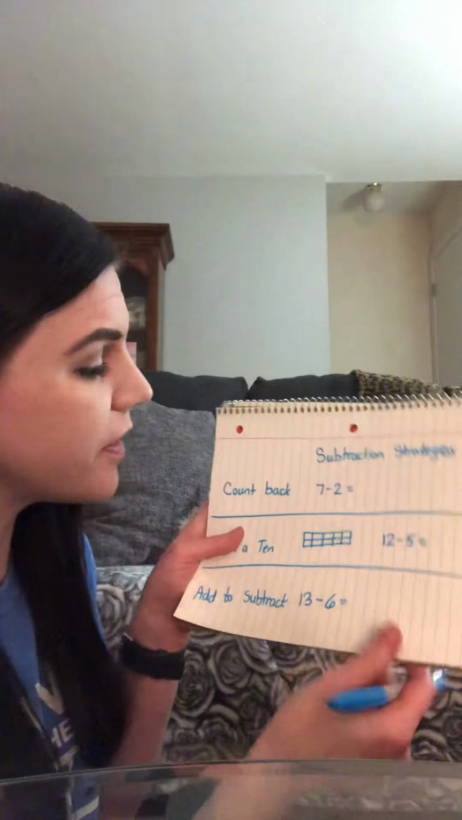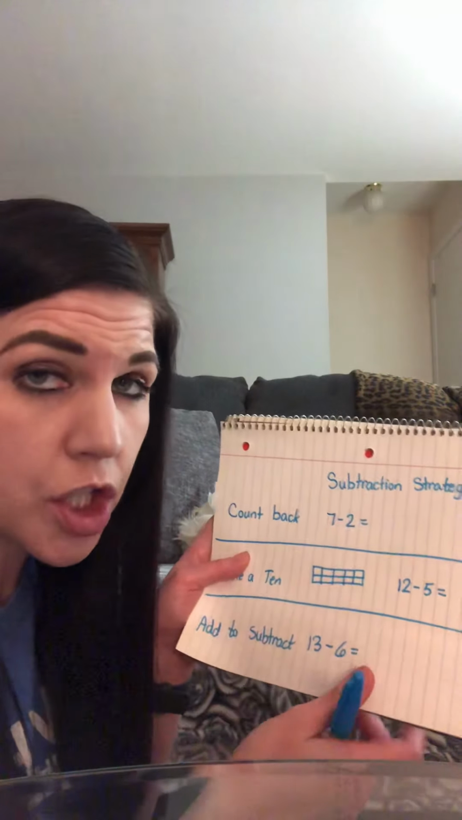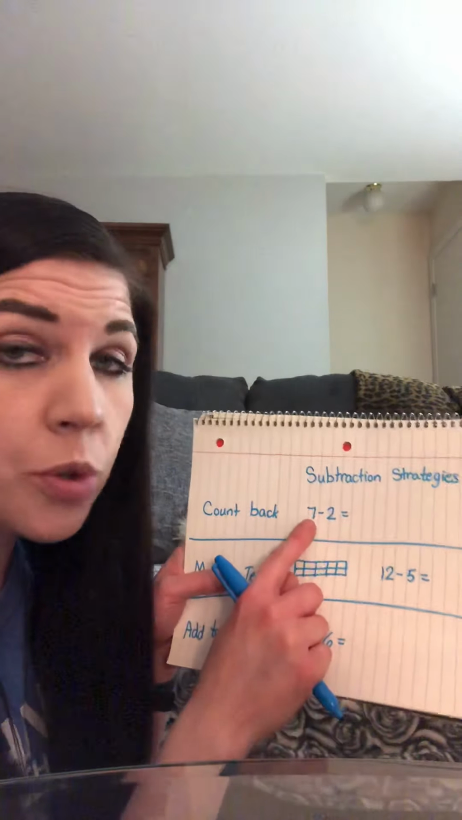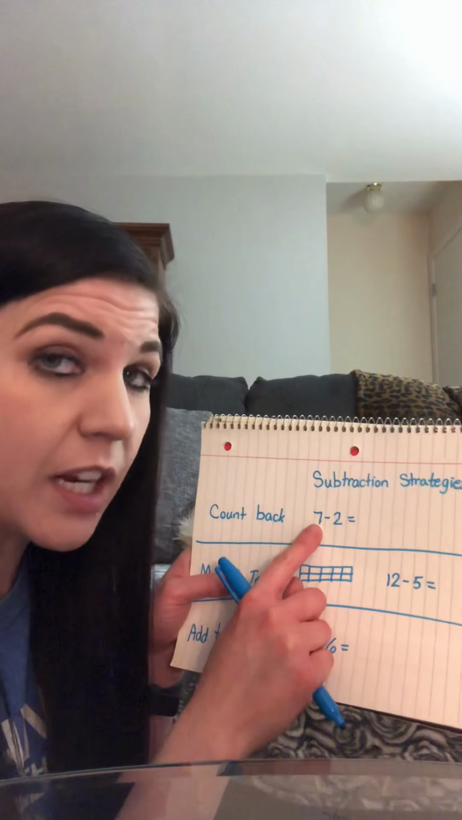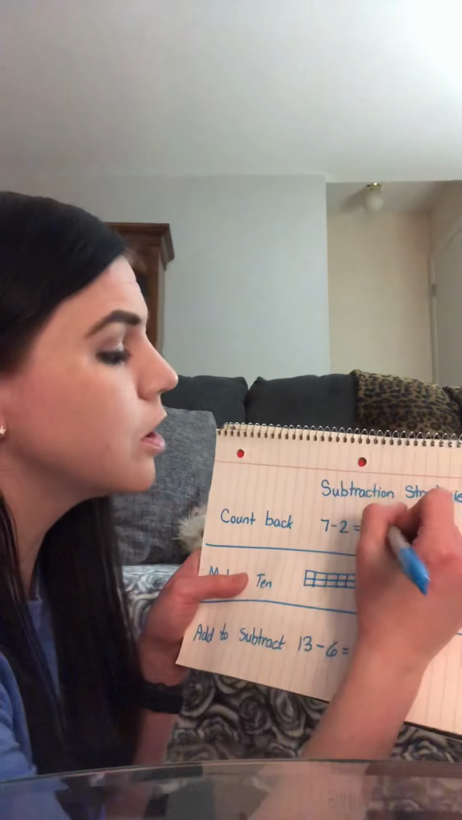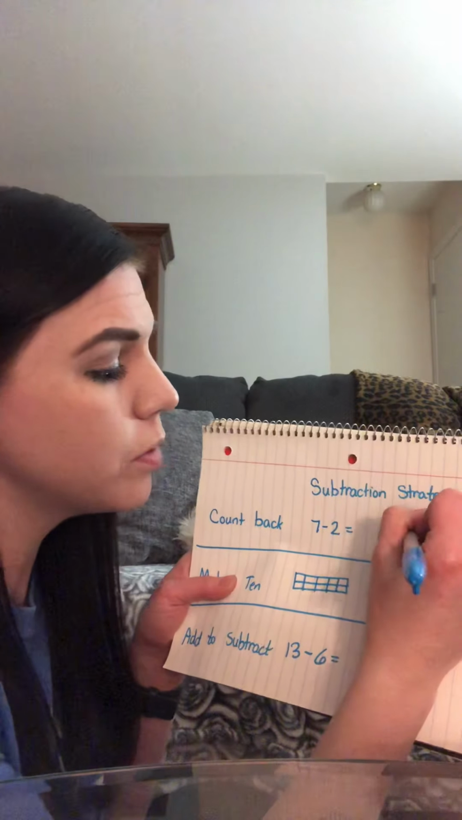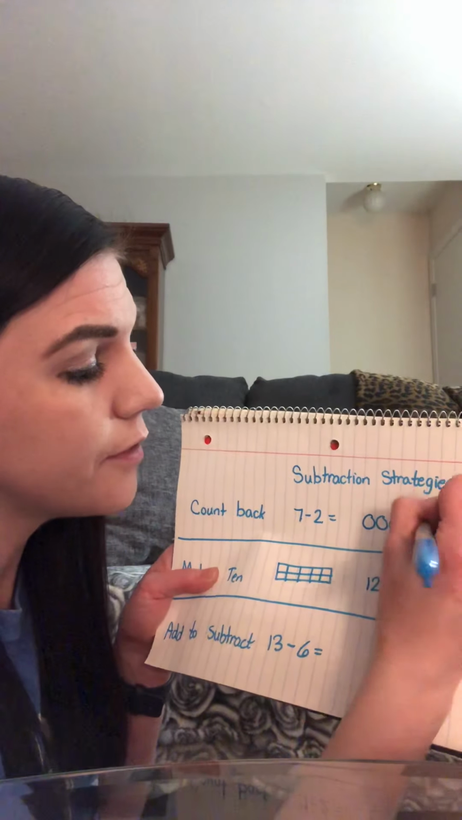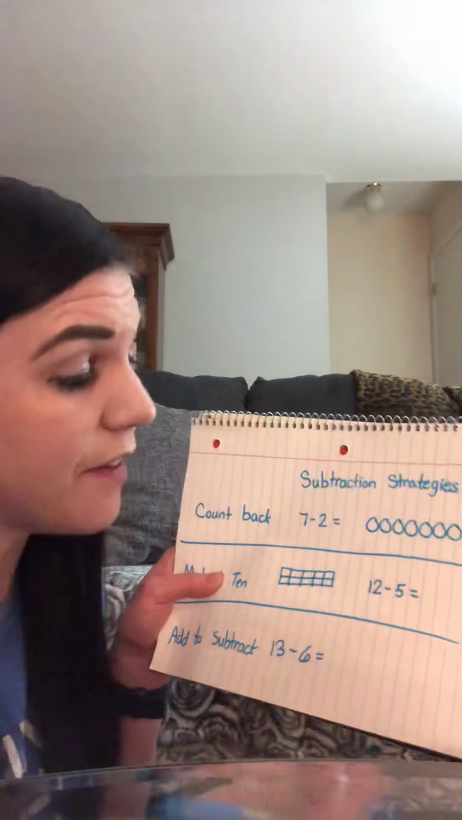So let's do the subtraction problem 7 minus 2. To model this, I'm first going to draw my whole, which is 7. I'm going to use counters to do this. 1, 2, 3, 4, 5, 6, 7.